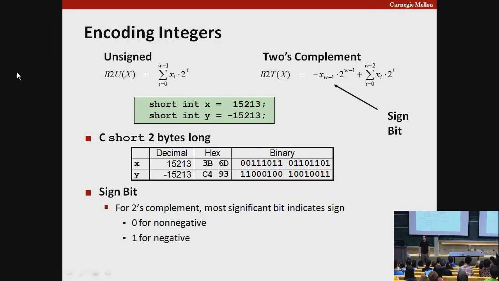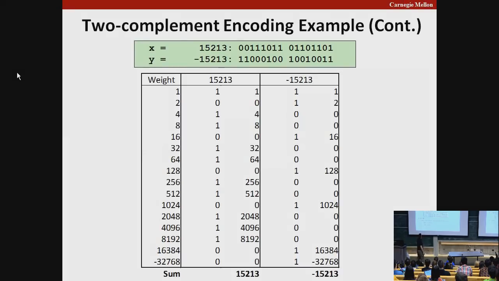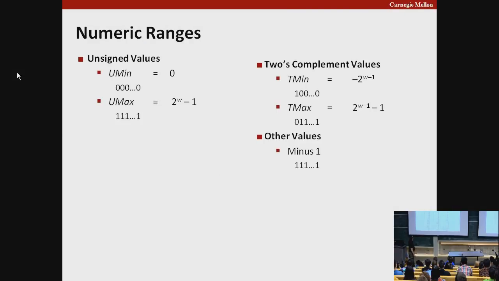What's the value of the most negative number? The sign bit's on, this is all off. What's the value of negative 1? The sign bit's on, and everything else is on, because it's the most negative number plus everything else, which leaves us 1 short of a 0. Make sense? Okay.